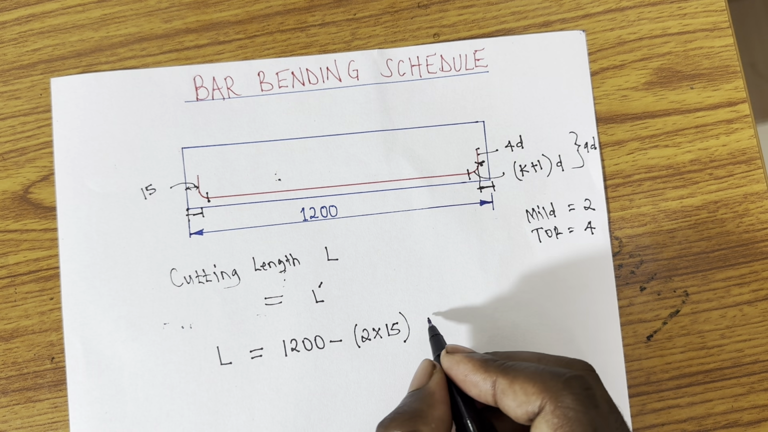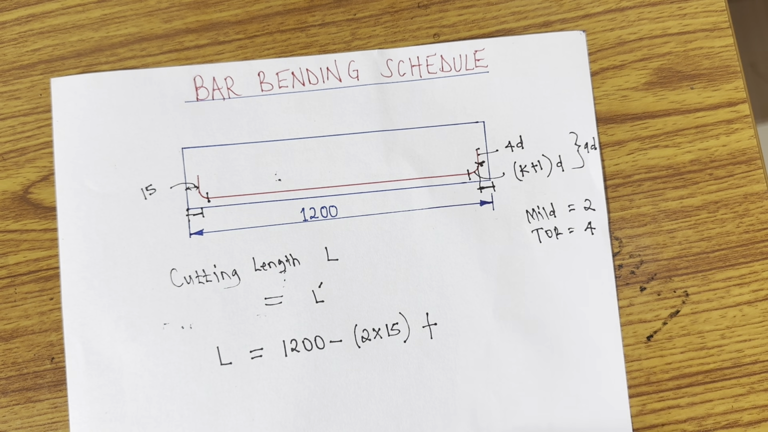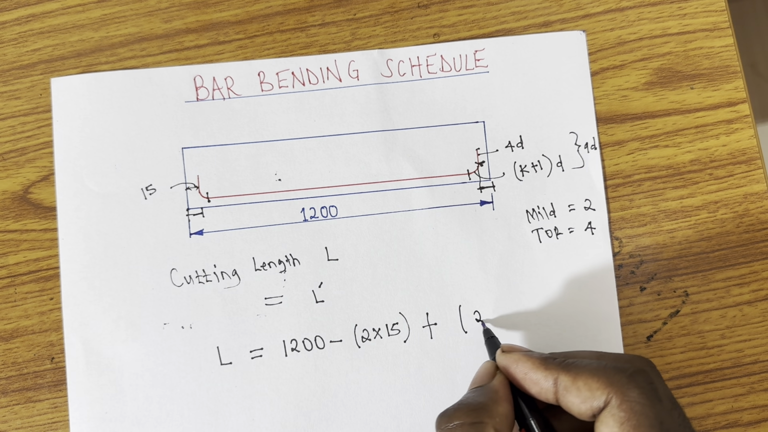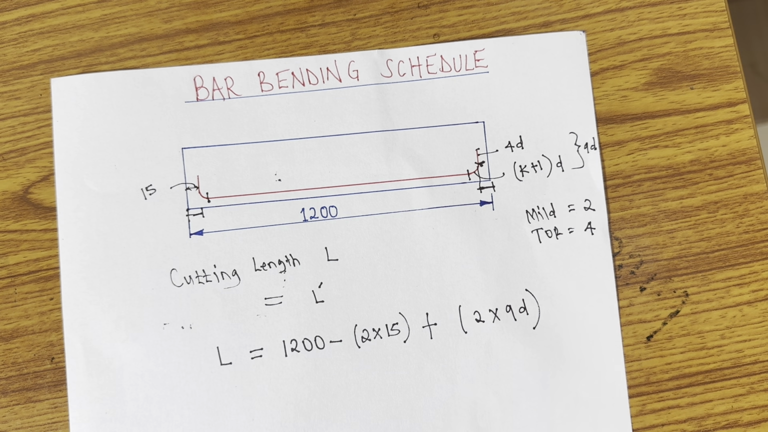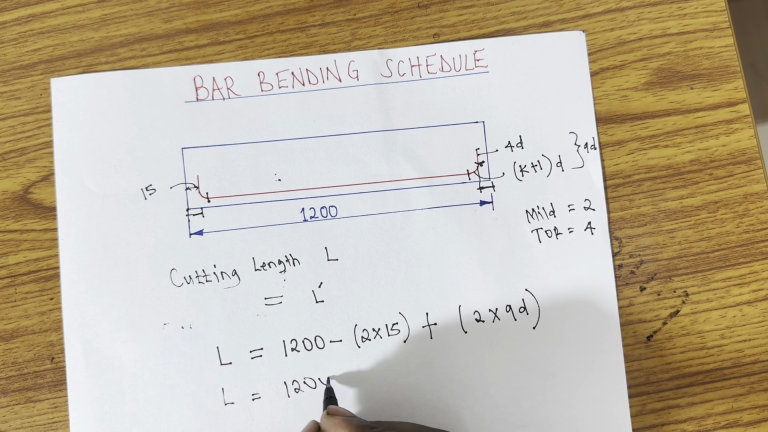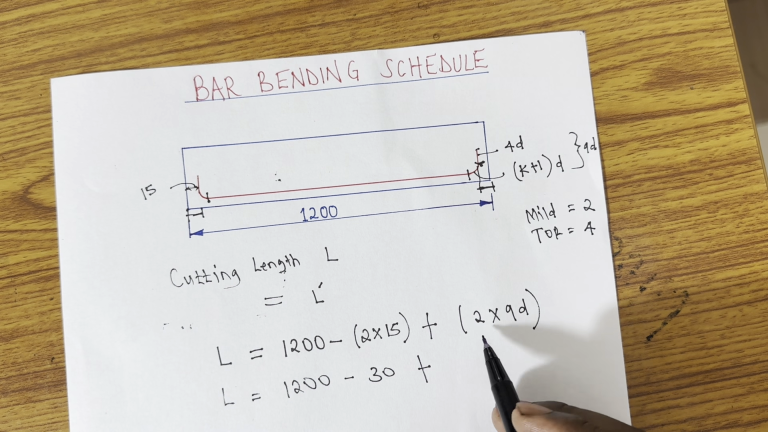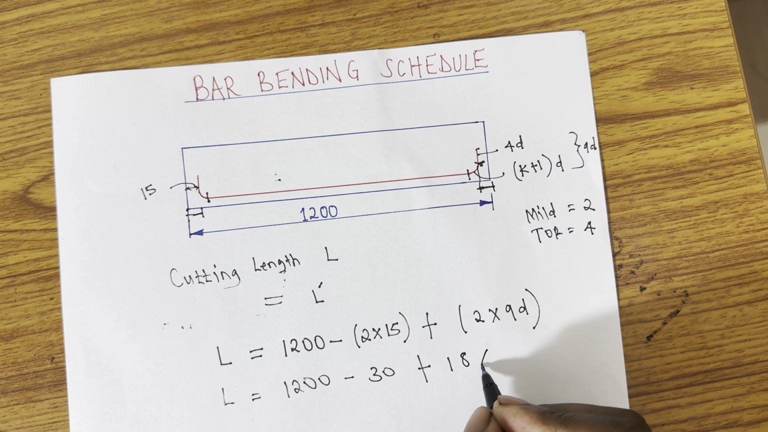And then, now I will have to add this portion from here to here, which is 9D on both sides, as I've clearly explained. So 9D from this side, that means it's supposed to be 2 times what? 9D. Okay? So this is L equals 1200 minus 30, and then plus 2 times 9 is 18. So this is 18D. That means it's going to be 18 times the diameter of the main bar.